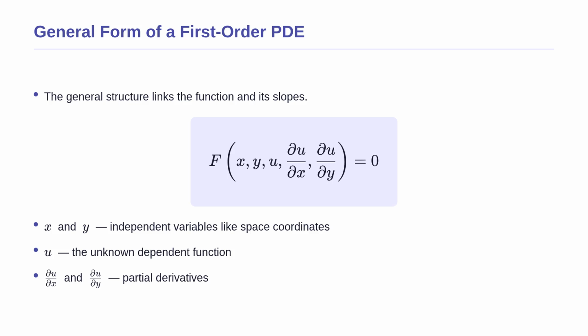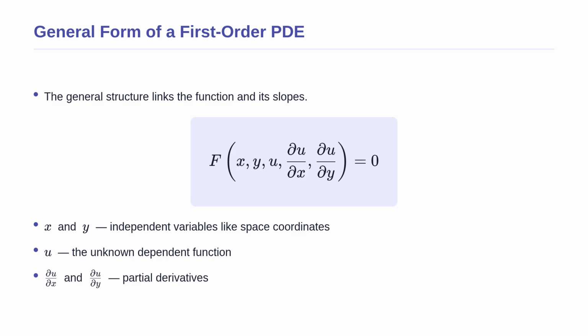The general formula ties all these pieces together. The capital F stands for some mathematical relationship that equals 0. Inside, x and y represent our independent variables, which could be coordinates in physical space. The symbol u represents the unknown function we want to find.